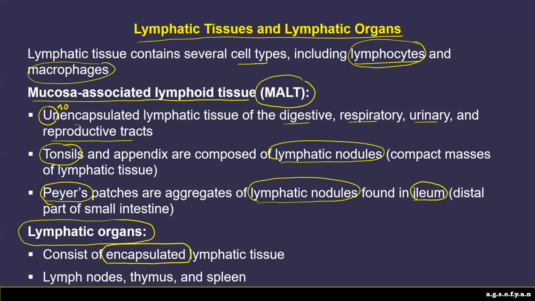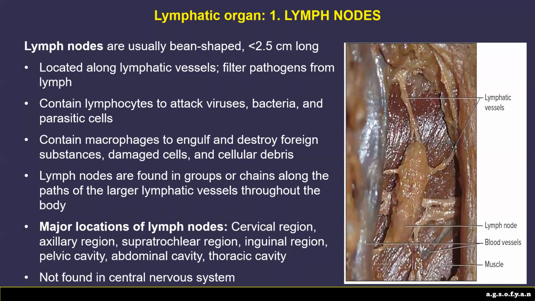Examples of lymphatic organs are lymph nodes, thymus, and spleen. In some other books, it also includes the red bone marrow. So if you read other biology or anatomy and physiology books, they will include the red bone marrow as one of the lymphatic organs. Okay, so we're going to learn a little bit about lymphatic organs, the lymph nodes.